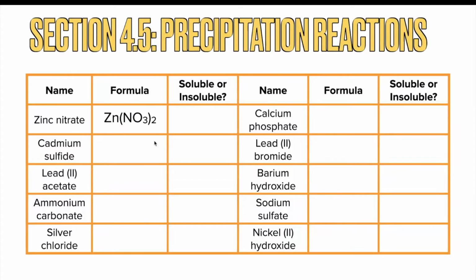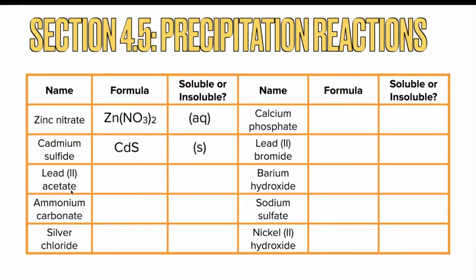Rule number 1 basically says nitrate salts are going to be soluble in water, so that should be AQ. Notice that zinc is a +2, nitrate is a -1. Cadmium sulfide, CdS. Because cadmium is a +2, sulfide is a -2, that should form a solid. Sulfides are almost never going to form soluble things. They're almost always going to be insoluble.